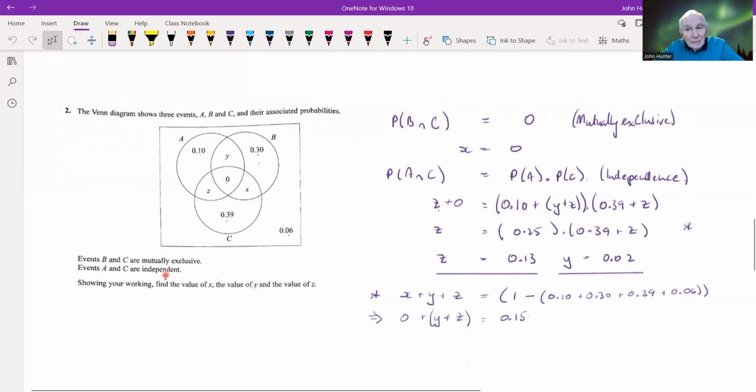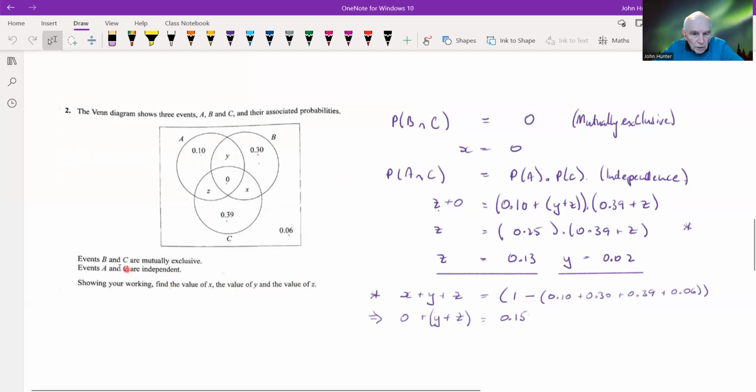Now, as I mentioned before, it starts to get a bit difficult when you compare it to your probability trees. You think, well, they're completely different concepts. But anyway, they managed to put it onto the same diagram. So, showing your working, find the values of X, Y, and Z.